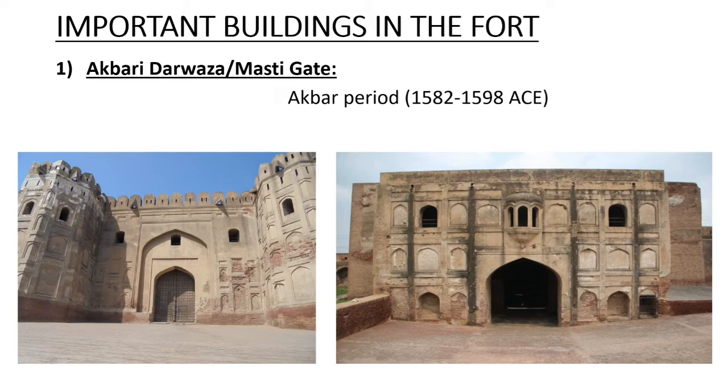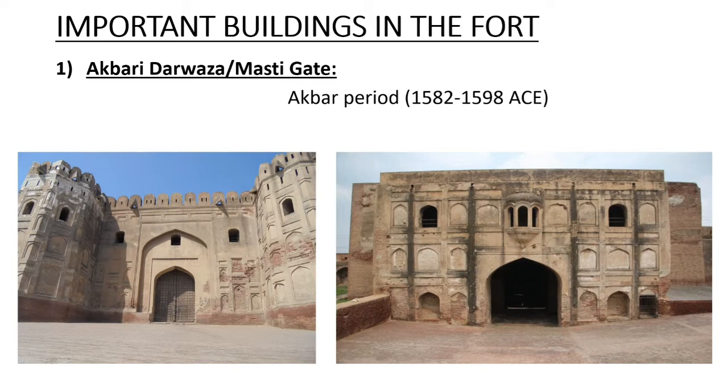in 1566. This Akbari Darwaza is also called Masti Gate because just in front of this monumental gateway, his Empress Maryam Zamani constructed a mosque which is known as Begum Shahi Mosque or Maryam Zamani Mosque, around 1614. She was the mother of King Jahangir. Thereafter, this gate is also called Masti Gate.